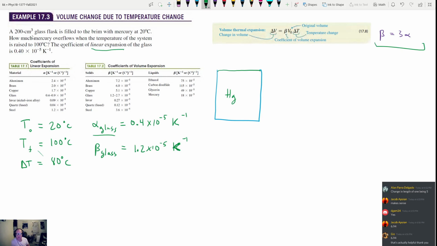Alright, so what do we need to do? We have to figure out how much mercury is going to overflow when the temperature of the system is increased to this. How do we do that?